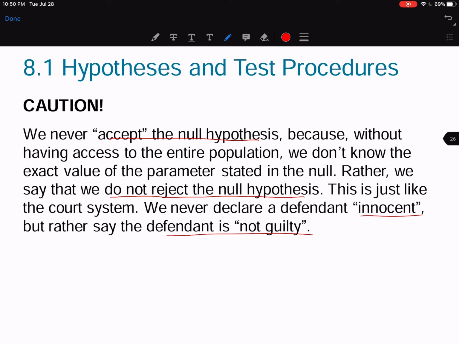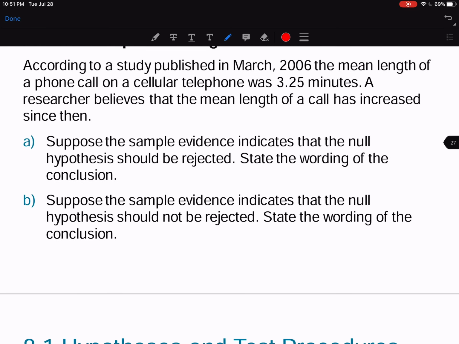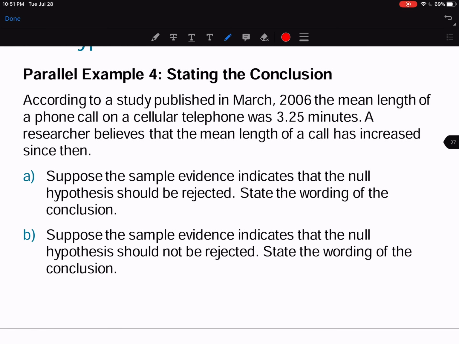So basically, when we are making the conclusions for hypothesis testing, there are just two different situations. Number one, reject the null hypothesis if we find the evidence to support the alternative. Situation 2, we do not reject the null hypothesis because we do not find the evidence to support the alternative. Okay, those are the only two situations we're going to have in the conclusions. Reject the null hypothesis or do not reject the null hypothesis. All right, let's take a look at the example of stating the conclusion here.